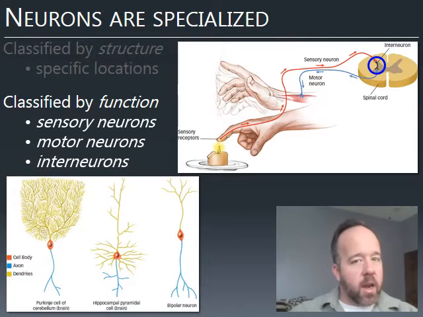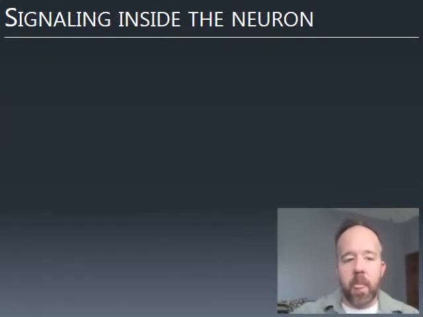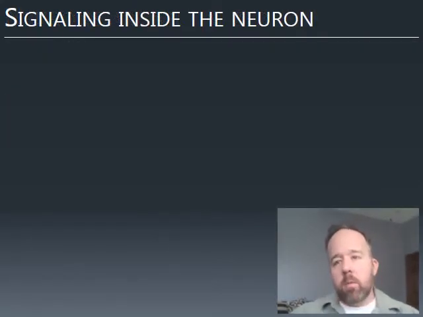But the brain uses lots of interneurons. That's how you process information. Neurons talking to other neurons. Now, before we get to communication across multiple neurons like that, we first need to talk about signaling inside a neuron.